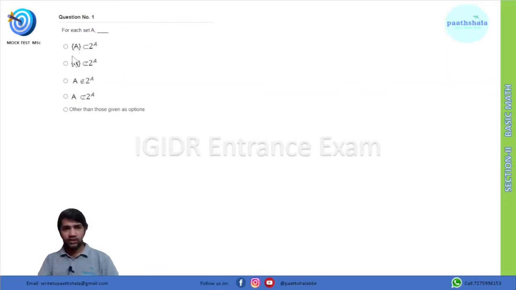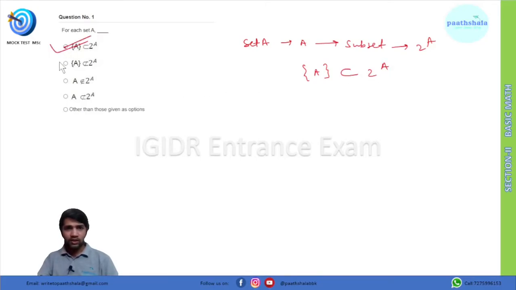The first question is saying that for each set A, A is a subset of 2 to the power A. So first we need to understand this for any given set A. Let's say it has number of elements A. The number of possible subsets for this set will be 2 to the power A, out of which A will also be one subset. So this one subset is a part of these 2 to the power A subsets, or we can say that A is a subset of 2 to the power A. So option A is the right option. Okay, now let's move to the next question.